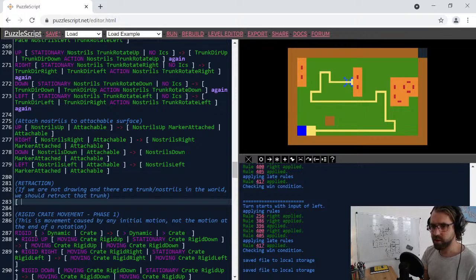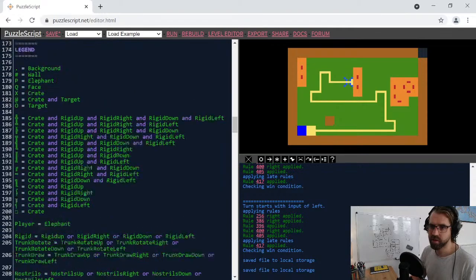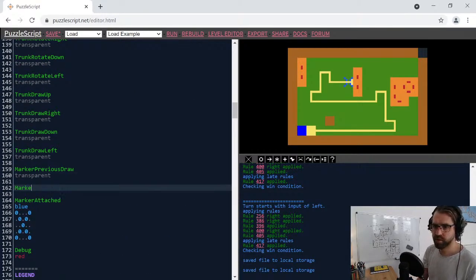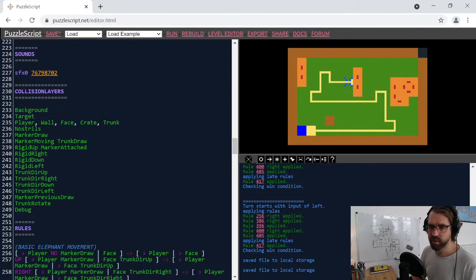So what I could do quite easily is, if we're a player with no marker draw, and separately elsewhere in the world there are nostrils, then we put a thing on the nostrils just saying, okay, we're working on this. And I can just focus on that, the marker retracting. These markers could probably just be the same marker, but oh well. I can definitely put that on that layer, marker retracting.